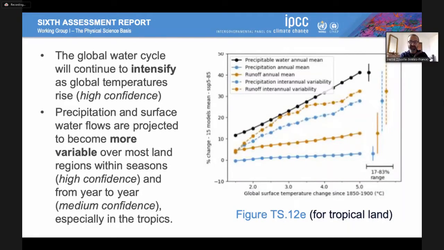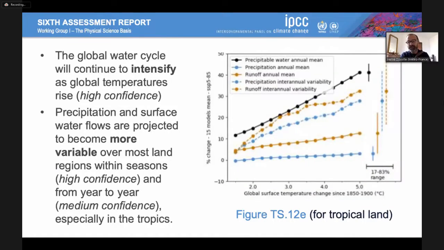But we see that, for instance, the mean precipitation increased much less than the mean precipitable water, that is the mean atmospheric water column, which itself increases at a rate that is closer to the Clausius-Clapeyron rate of 7% per degree Celsius of atmospheric warming.